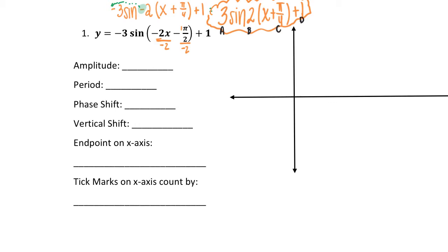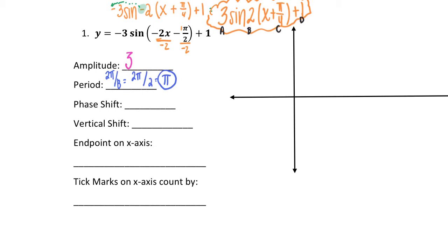And then let's fill in our vocabulary words. Amplitude is +3. Again, even if that negative stayed out there, it would still be a +3. Amplitude's always positive. To find the period, we'll take 2 pi, divide by b. So we have 2 pi over 2. Simplify that out to pi. So that means that the whole distance from beginning to end on the horizontal axis should take pi units.